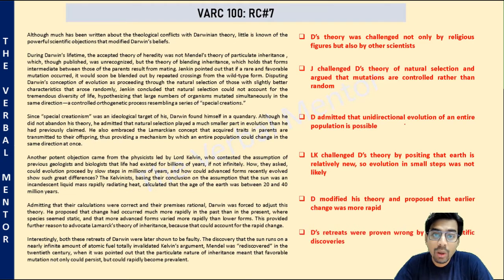In the last paragraph, however, the author tells us that both the revisions made by Darwin were proven wrong because of later scientific discoveries. So basically, Darwin modified his theories as a response to the challenges posed by other scientists. But both his revisions were proven wrong because of later scientific discoveries. That's the gist of the passage.